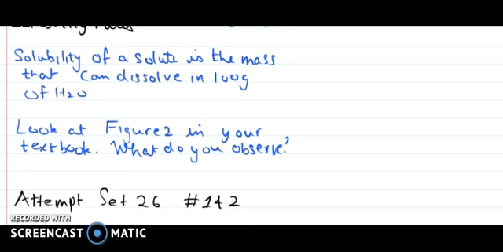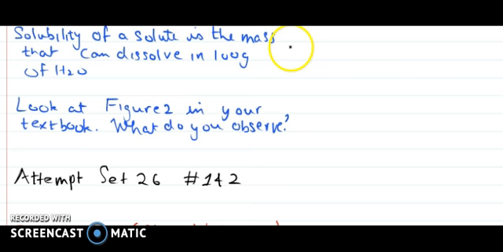Now, in addition to practicing questions 1 and 2, what I want you to do is think about real life implications of a decreasing solubility with an increase in temperature. A real life implication of it. We'll discuss that in a minute.